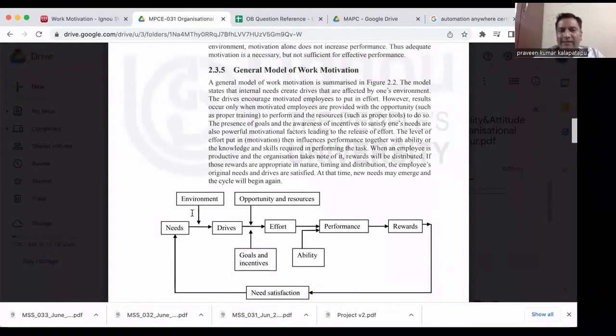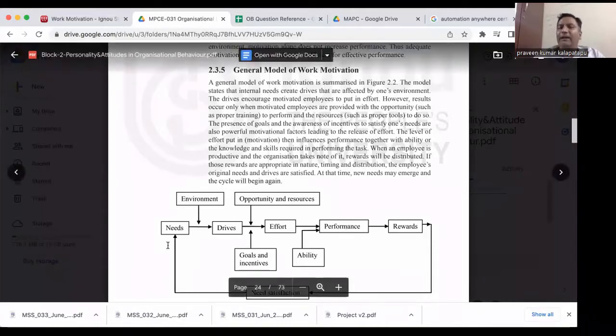Needs supported by environment, and drive starts, opportunity, resources, goals, and incentives flow, and that is where your effort will come into the picture. That goes into performance, and ability needs to back up the effort, so that performance results. Rewards will come, and your satisfaction. It will go on like this, right? So this is the general model of work motivation.